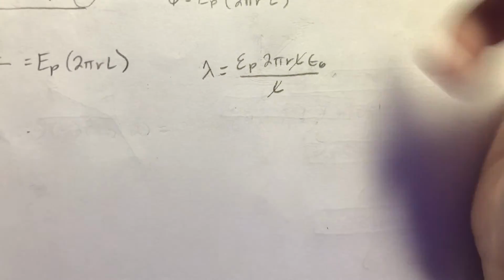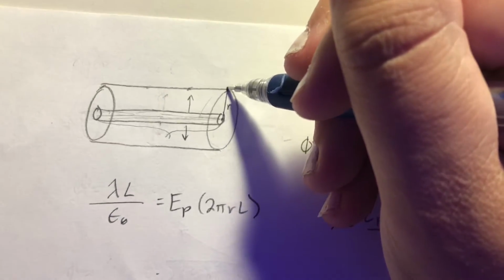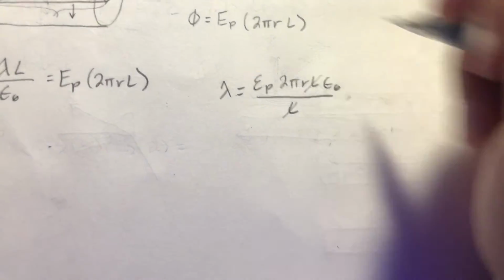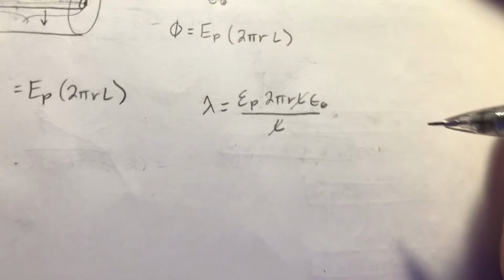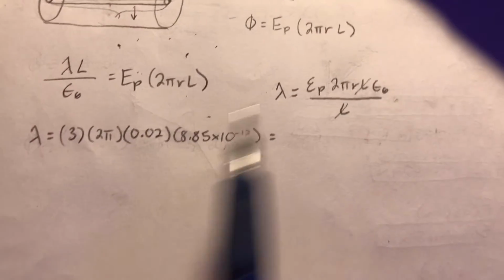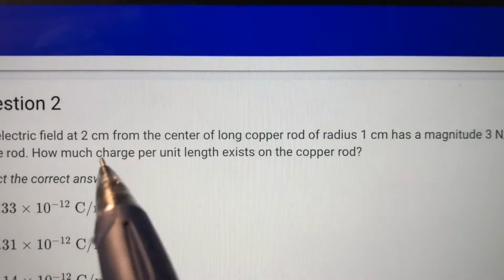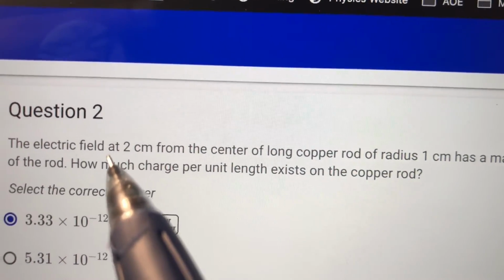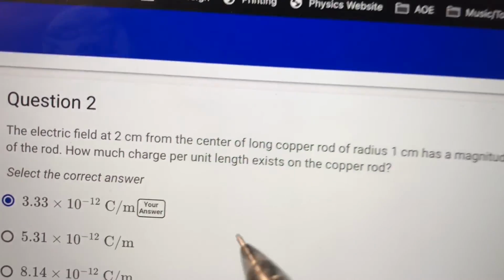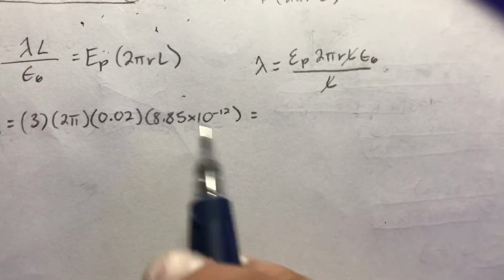But the electric field is given and the radius is given, because that's the radius from the center of the rod to the point that we're looking at. Those are both given in the problem, so we can just plug in and solve for lambda. So we plug in this 3 that's given as the electric field there. 2 pi is just 2 pi, and then 0.02 is the radius, in meters, so 2 centimeters from the center of the long copper rod, 0.02 meters. And epsilon naught is just 8.85 times 10 to the negative 12.